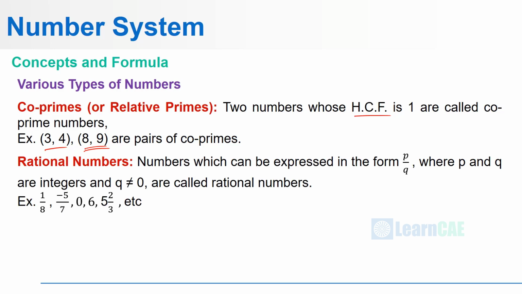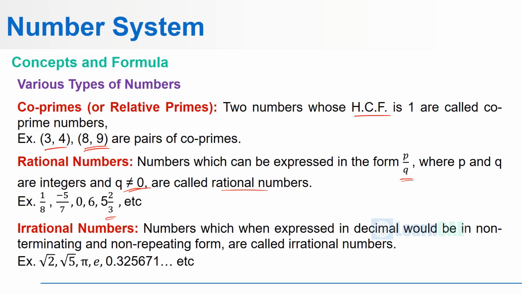Next is rational numbers. These are numbers which can be expressed in the form of p by q, where p and q are integers and q is not equal to 0. That is, the denominator cannot be 0, so that the whole value will not become infinity. Such numbers are called rational numbers. For example, 1 by 8, minus 5 by 7, 0, 6, 5, 2 by 3, etc. These are all mixed fractions or fractions. This is called rational numbers.